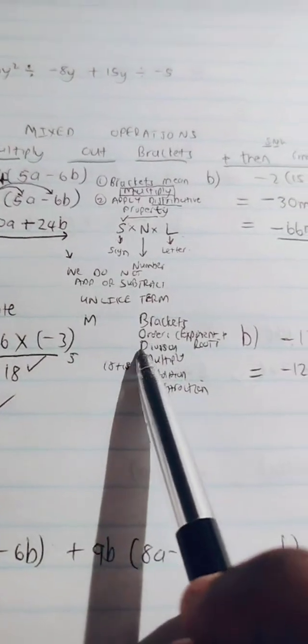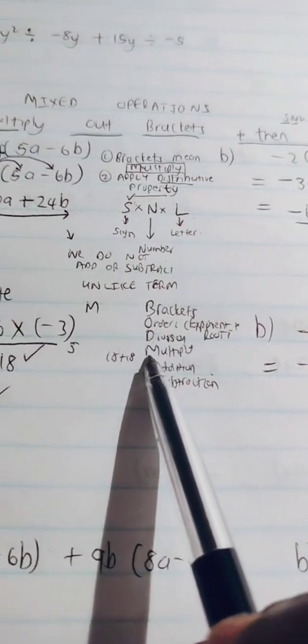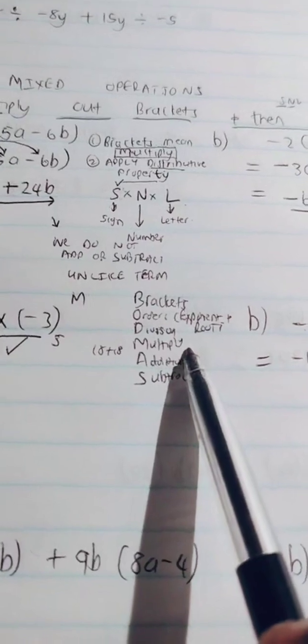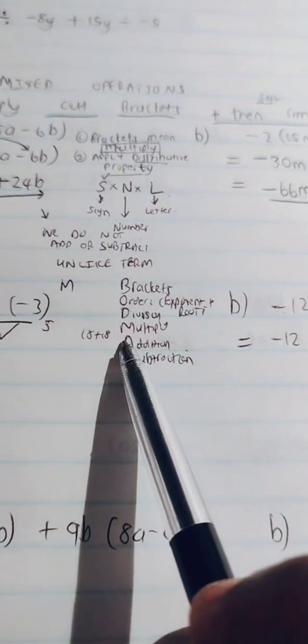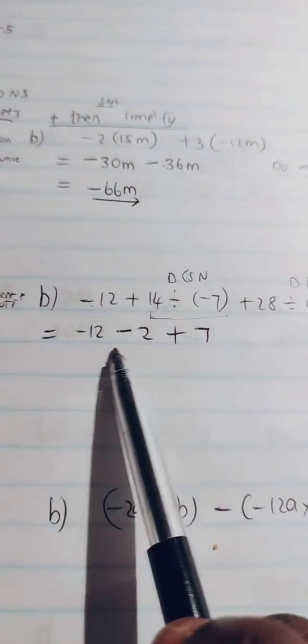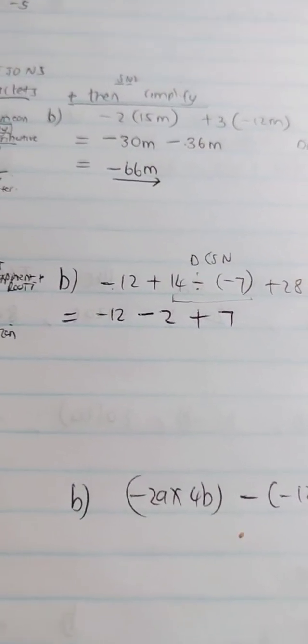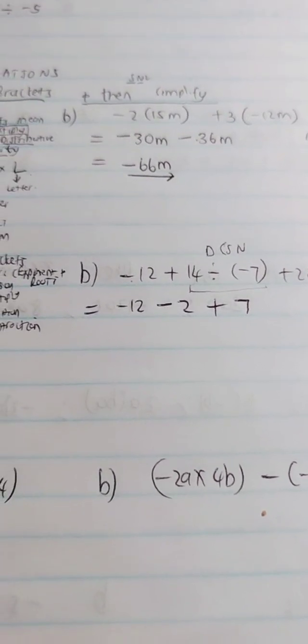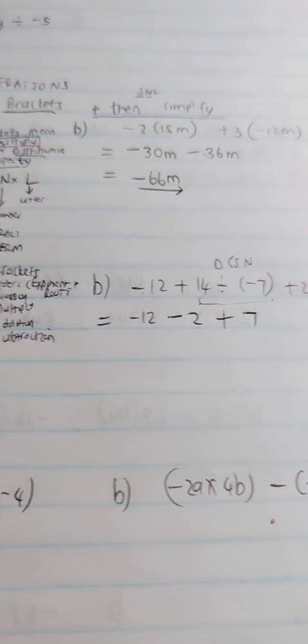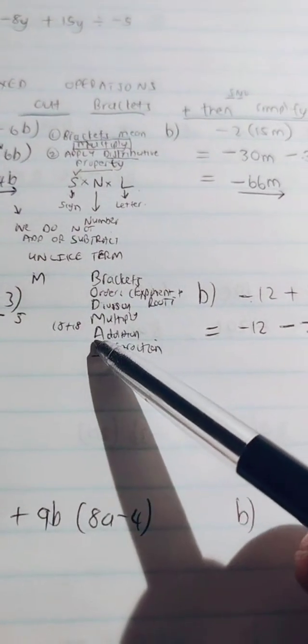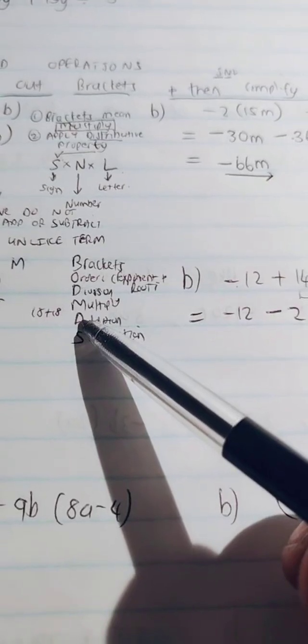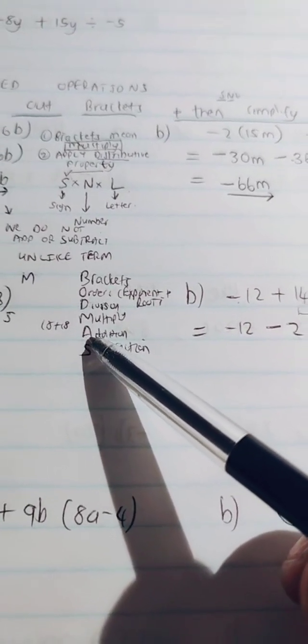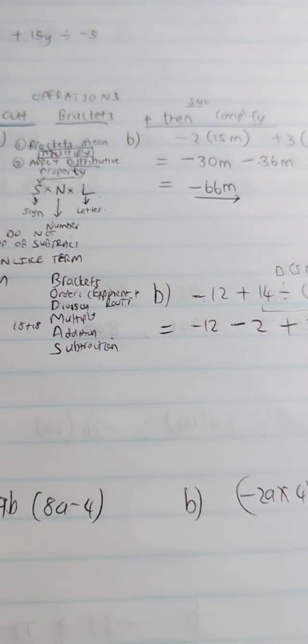What is that? After division, you check if there's multiplication. There's none. Then the last thing you check is addition and subtraction. Those are the only things that are left. Whether you start with subtraction or addition, it doesn't matter. Remember, addition and subtraction are inverse operations, so they hold the same priority.